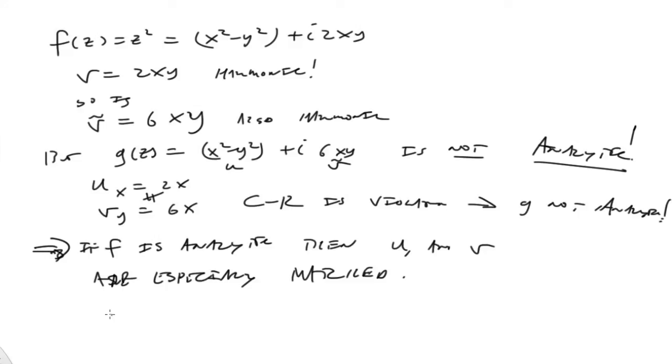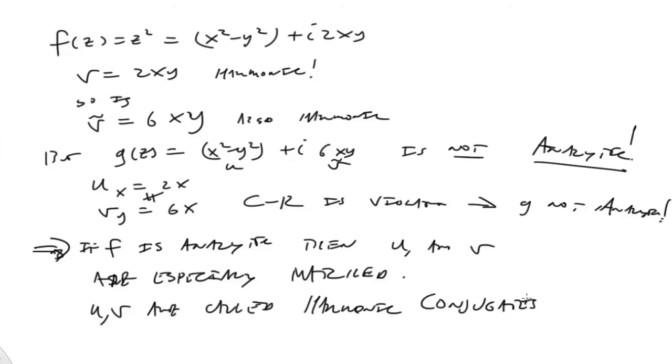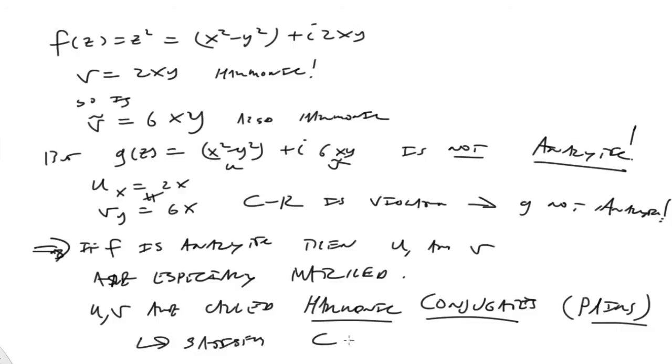Okay, in fact, we actually have a name for it. U and V are called harmonic conjugates. They could also be called harmonic pairs. That might be a more vague term, but the idea of a conjugate means they're especially paired functions, and that means essentially that they satisfy the Cauchy-Riemann equations. Okay, so let's go through an example.